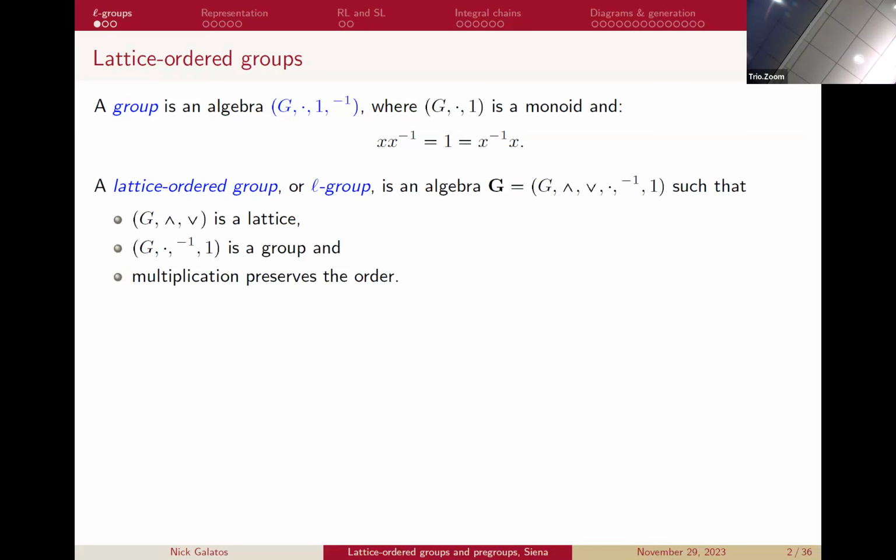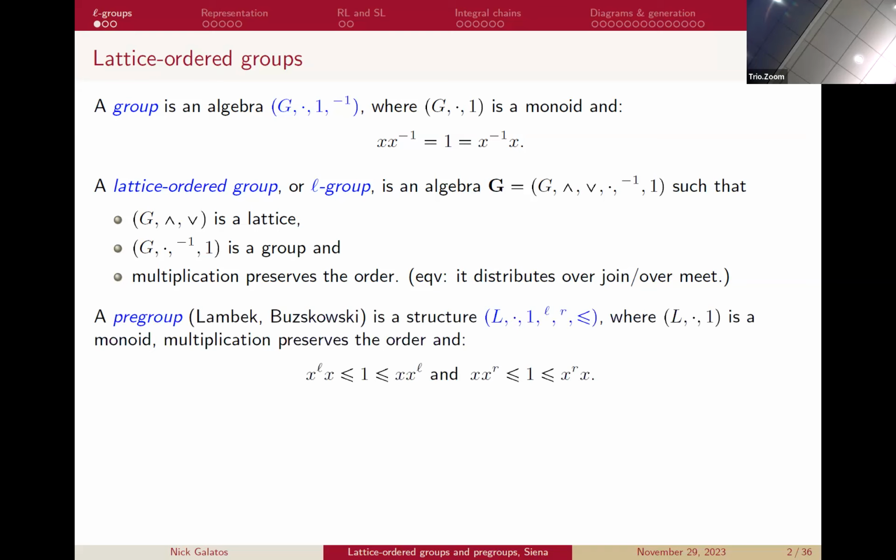A lattice-ordered group is a lattice-ordered version of that, where you have a group and a lattice on the same set, and you need some kind of compatibility between the two. Multiplication preserving the order will do just fine, but equivalently, you can also ask that multiplication is distributive over join, or over meet. These are all equivalent statements under the group axiom.